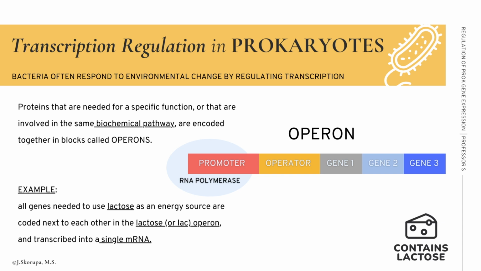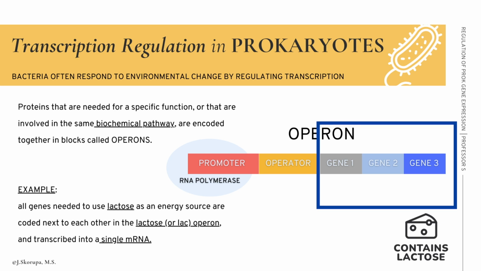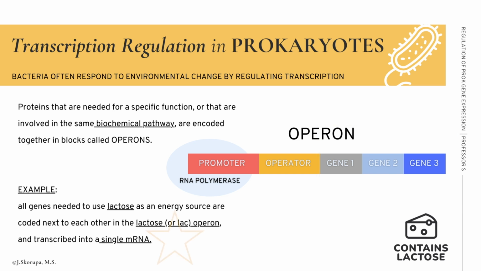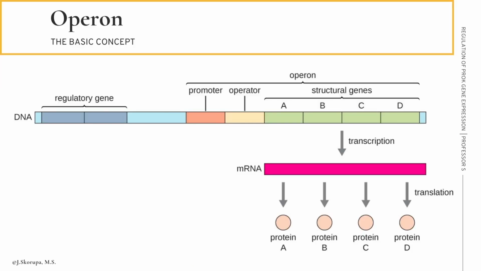Proteins that are needed for a specific function or that are involved in the same biochemical pathway are encoded together in blocks called operons. For example, all of the genes needed to use lactose as an energy source are coded next to each other in the lactose or lac operon and transcribed into a single mRNA. Even though there are multiple genes, we make one single mRNA. The operon will be the focus of discussion for the rest of this video lecture.